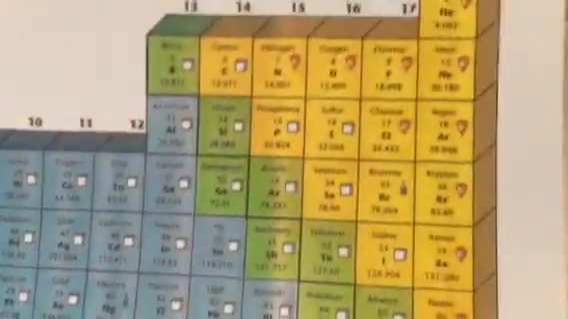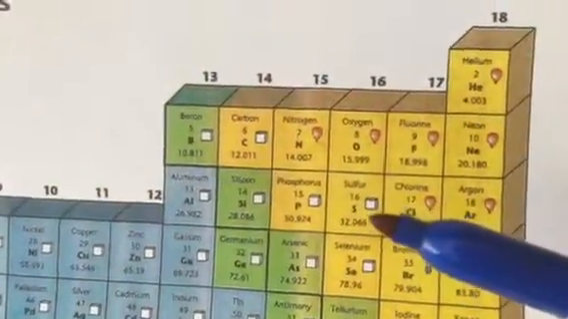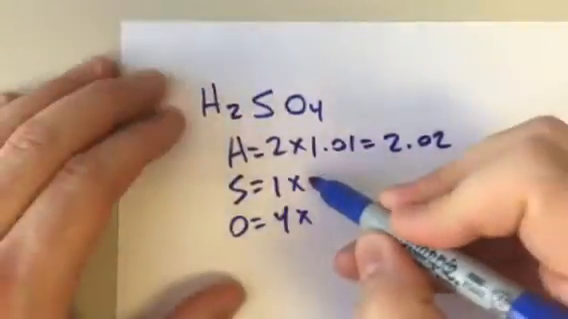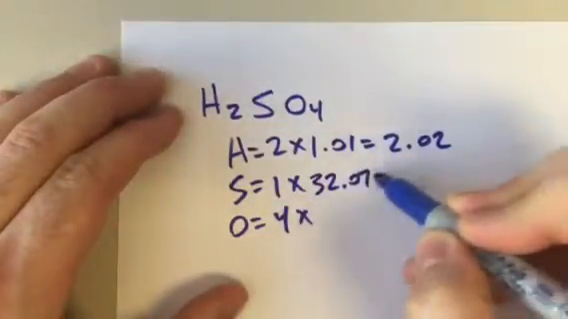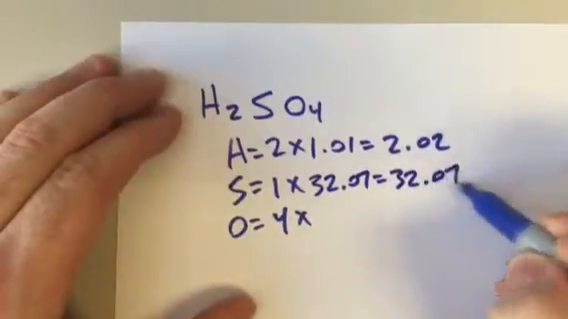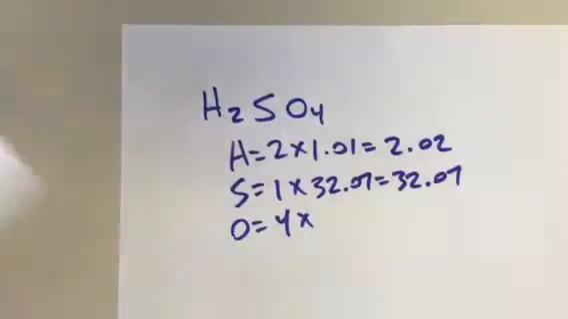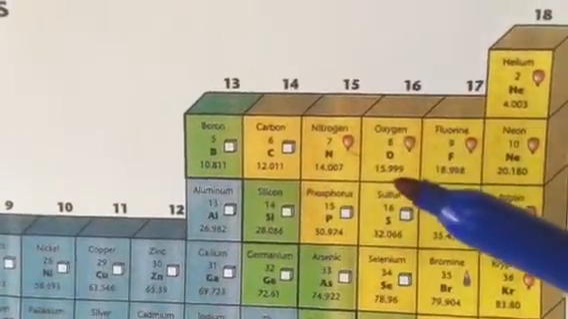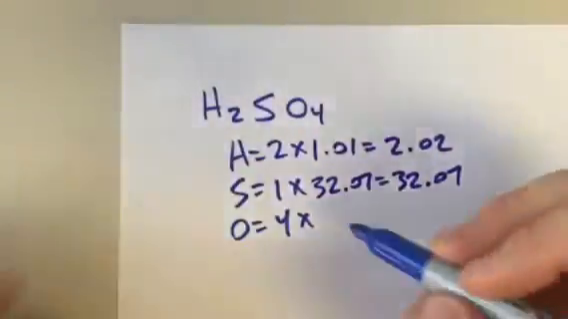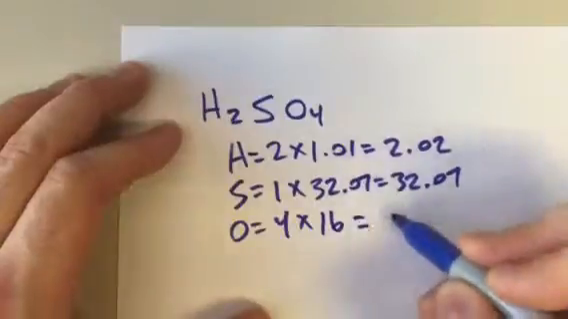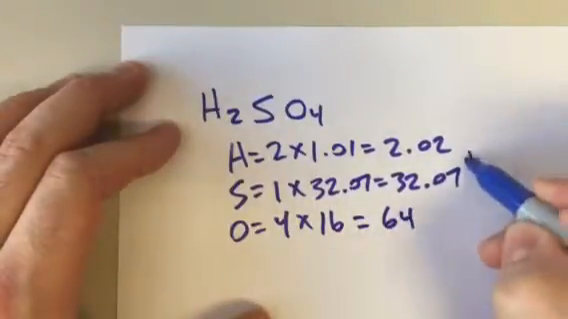Sulfur, find it on the periodic table. That is here, 32.066 rounds to 32.07. 32.07 times 1 is the same thing. Oxygen, that is 15.99999. That is always going to round to 16. So very quickly, all you need to do is multiply 16 by 4, you get 64.